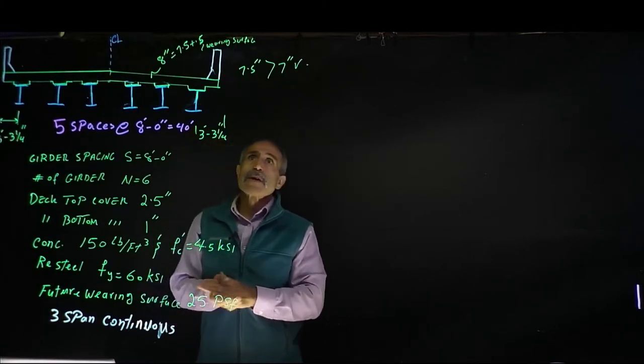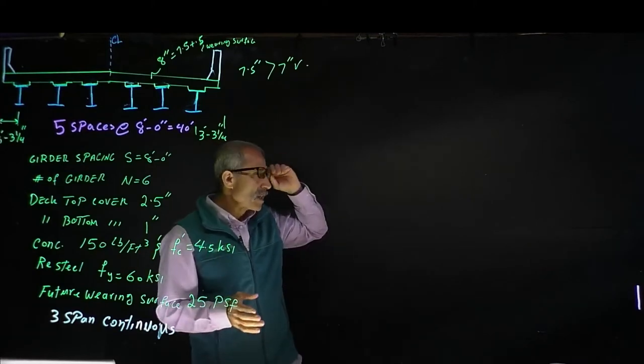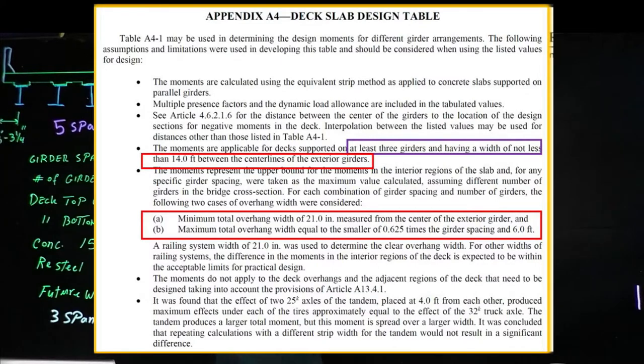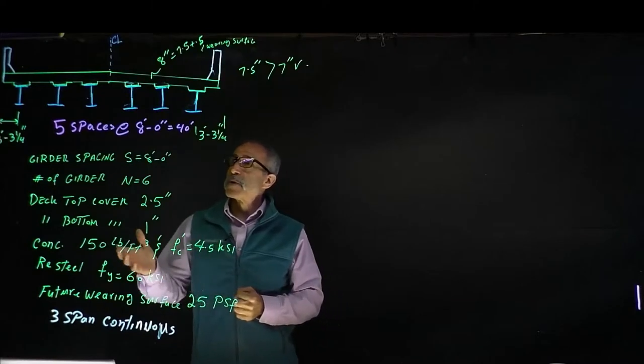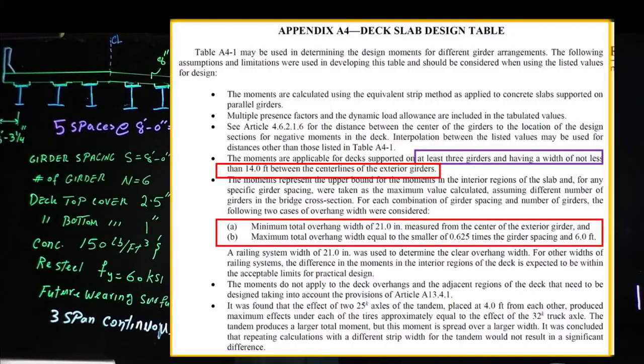All right, so let's go ahead and continue. One of the things first I want to know: can we use what I'm going to put on the screen, Table A4-1? If we do that, there's certain criteria we have to satisfy, which I've highlighted. I can read it to you: Table A4-1 may be used if you satisfy any of those below it. And it says at least 3 girders and having a width of not less than 14 feet. So we go to here because we have 6 girders and our width is 40 feet. So they put a check on that one. And also it says minimum total overhang width of 21 inches.